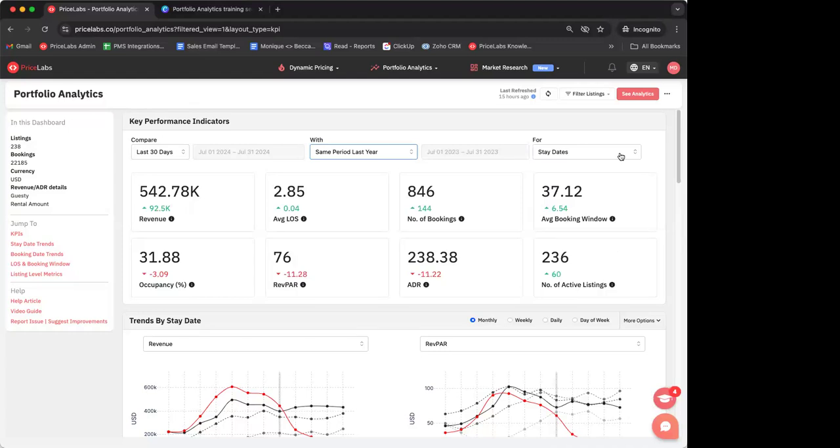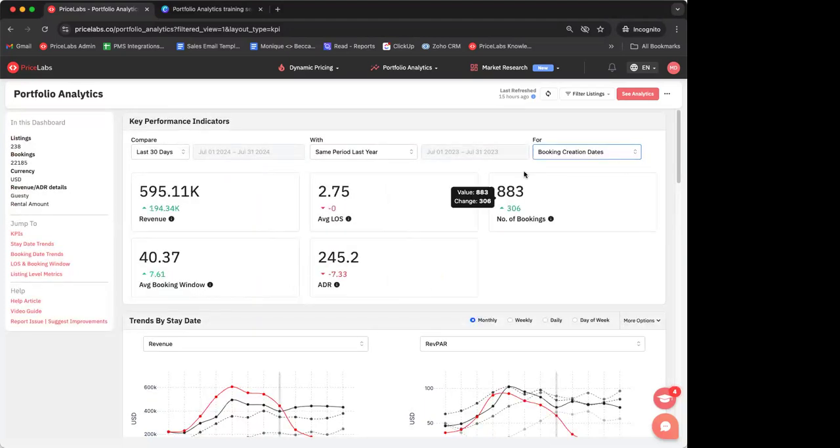If you change this to booking creation dates, what that's now going to tell me is how much revenue was generated in this booking period. So from July 1st through July 31st of 2024, I generated $595,000 in revenue, which is up compared to the previous 30 days. That's how much was booked for any future period when we're looking at booking creation dates.